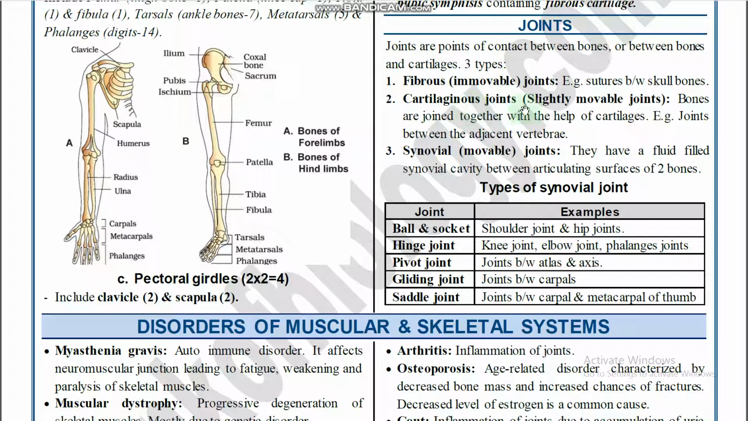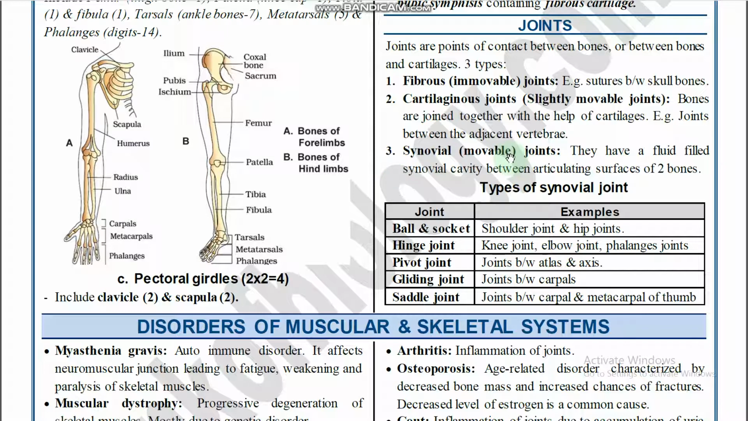And next, cartilaginous joints, slightly movable joints. Only some limited movements are possible in cartilaginous joints, and the bones are joined together with the help of cartilage. Examples are the joints between adjacent vertebrae. Between one vertebra and another vertebra, cartilaginous joints are present.